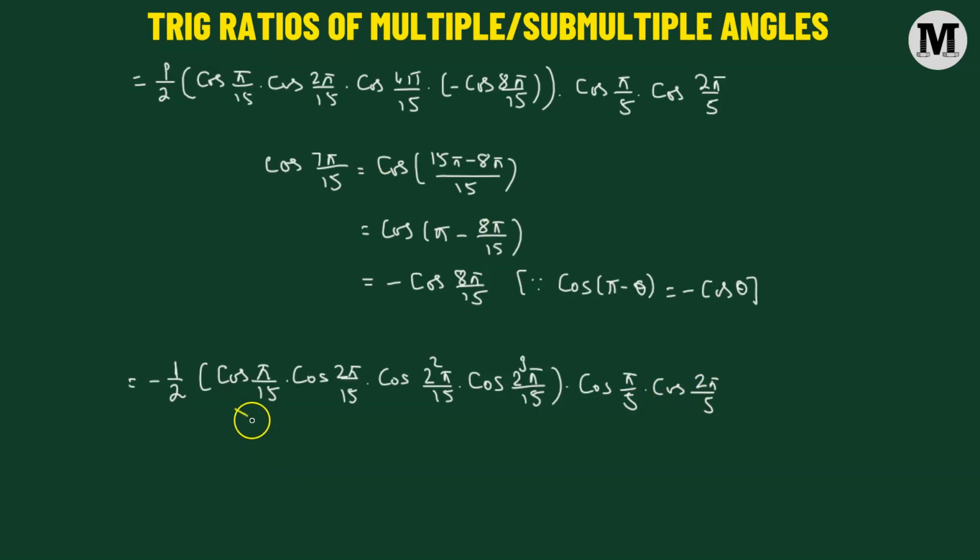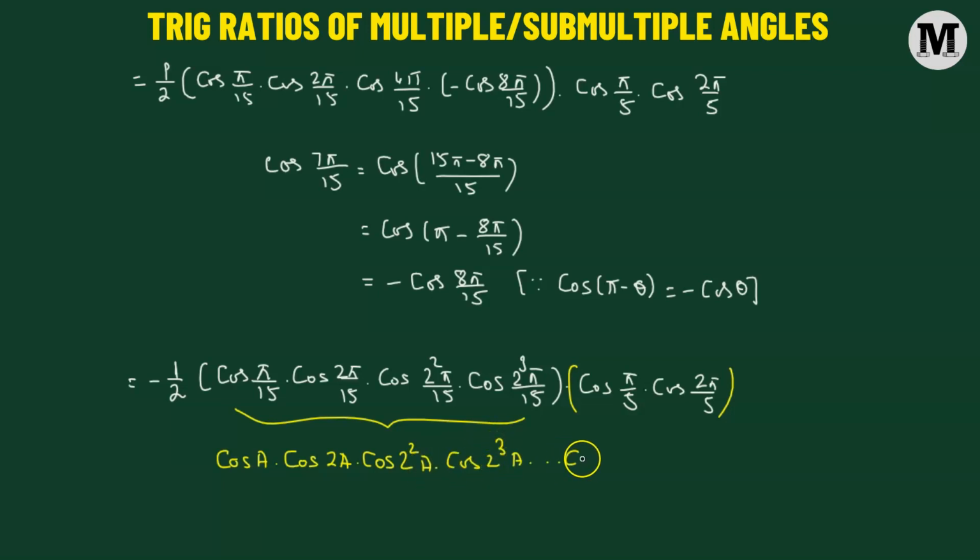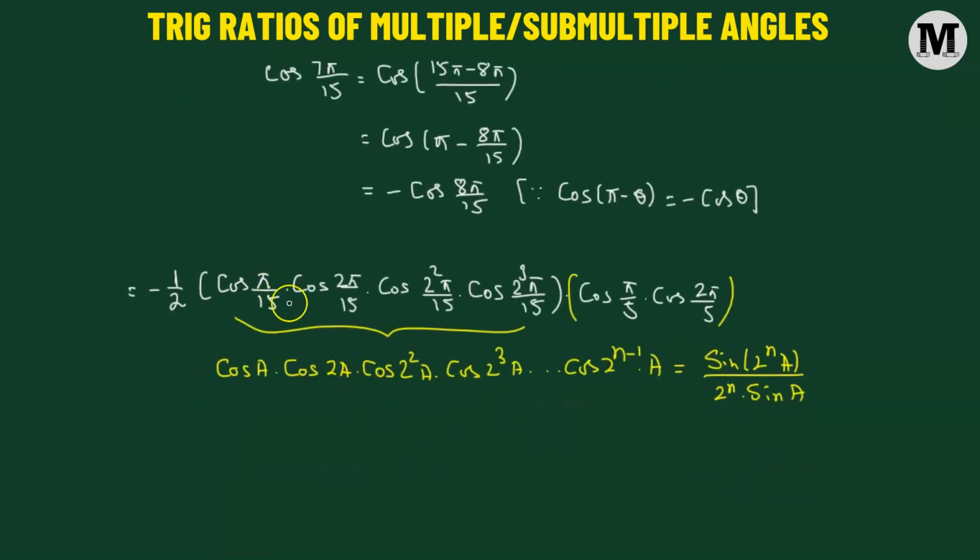Now, to find out the value of this particular expression as well as these two product, we're going to use the formula here. We know that if we have cosine of a multiplied to cosine of 2a times cosine of 2 squared a times cosine of 2 cube a, and this goes on up to the nth one, which is cosine of 2 raised to the power of n minus 1 times a, then this is given by sine of 2 raised to the power of n times angle a divided by 2 raised to the power of n multiplied to sine of a. Now in our case, a corresponds to pi over 15.